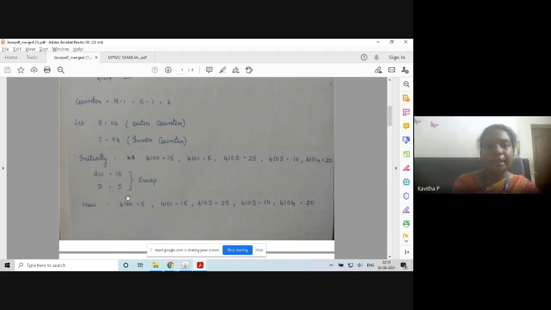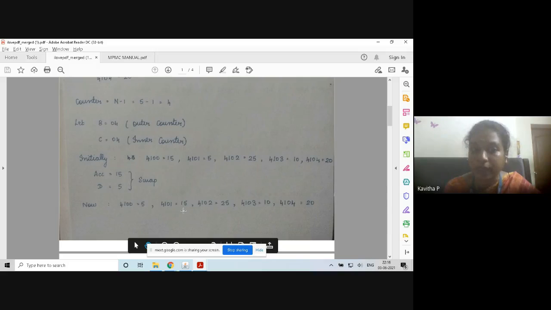On comparing these two data, it is found that the accumulator data is greater than the D register data. So the swapping of numbers will take place. So 4100 will now hold the value 5 and 4101 will start to have the value 15. And the remaining numbers will all be the same. The consecutive remaining numbers will be as it is. And this process which we have done now is for the inner counter value, which is equal to 0, 4.